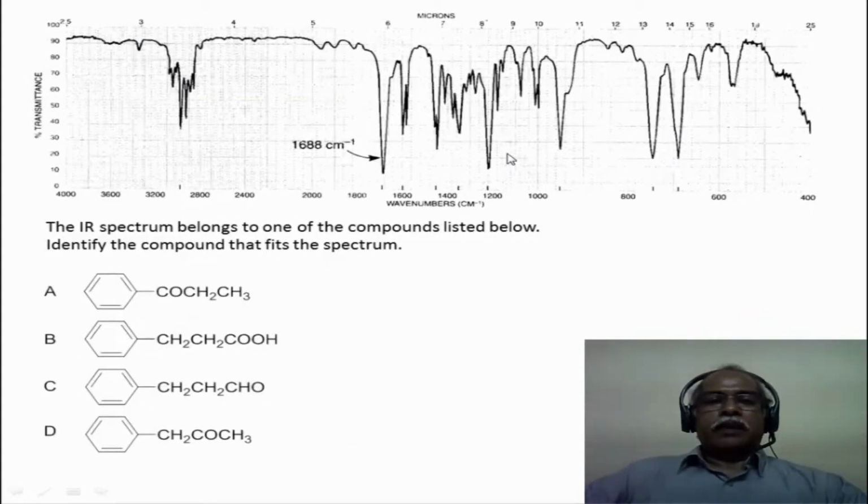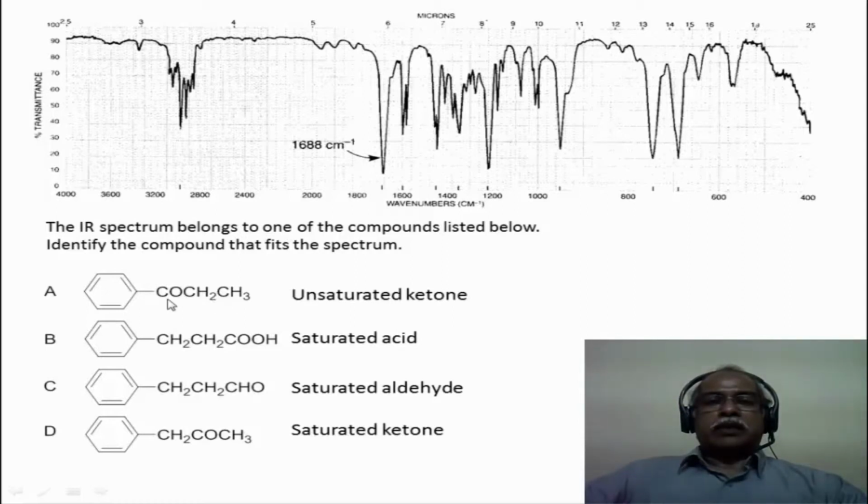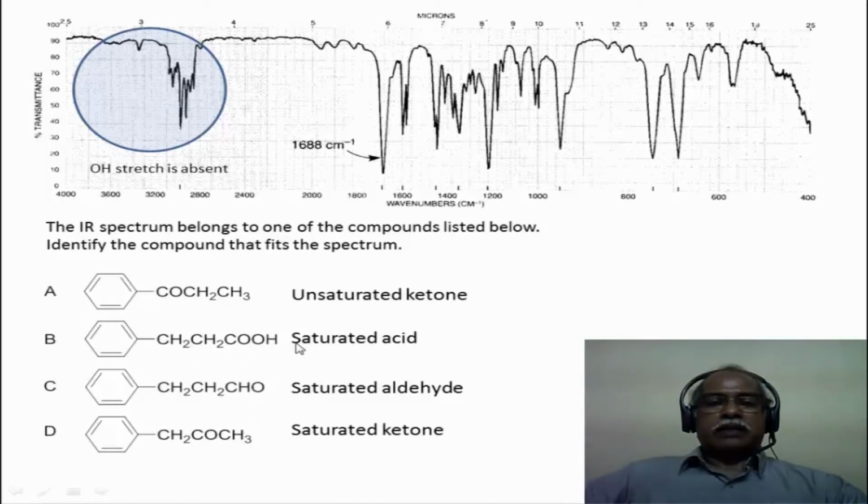Now, this infrared spectrum, again there are 4 structures given here, and we have to fit one of these structures to this particular infrared spectrum. Now, if you look at the compounds, this is an alpha beta unsaturated ketone, and this is a saturated acid. So, one can easily rule out the saturated acid because there is no OH functional group in the molecule. So, the absence of the OH stretching frequency in this region essentially rules out the possibility that it is a carboxylic acid. So, B is ruled out.